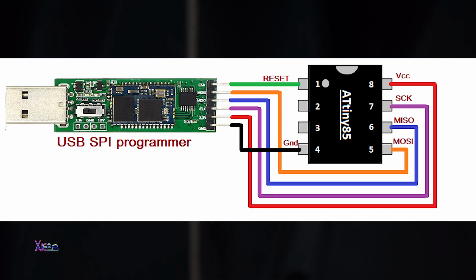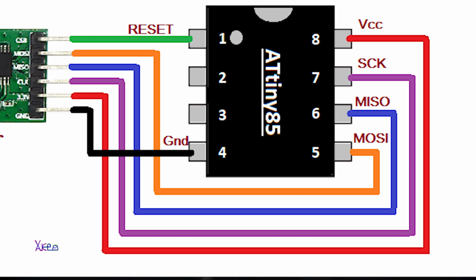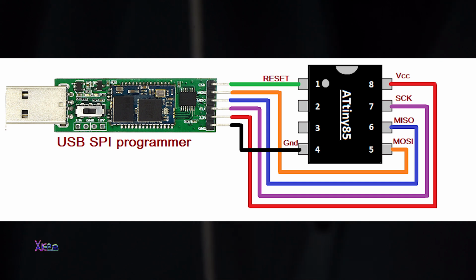Pin number 1 from the microchip goes to reset, pin number 4 from the chip goes to the ground, pin number 5 goes to the MOSI, pin number 6 goes to the MISO, pin number 7 goes to SCK, and pin number 8 goes to 5 volts positive.